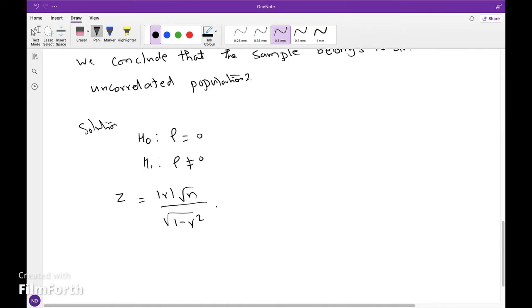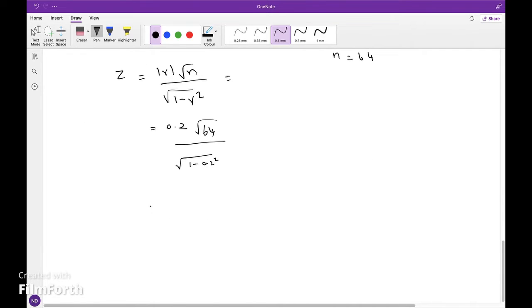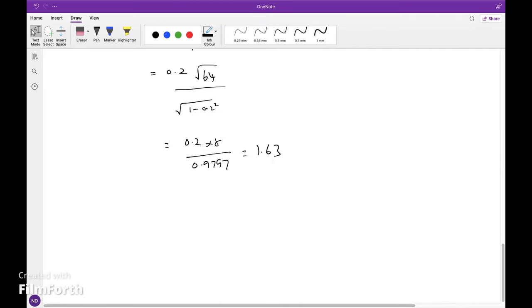Here r is given, r is equal to 0.2 and n is equal to 64. So 0.2 into square root of 64 by square root of 1 minus 0.2 the whole square. That is equal to 0.2 into 8 divided by square root of 1 minus 0.2 the whole square. That value is 0.9797, so 1.63. So z value is 1.63.